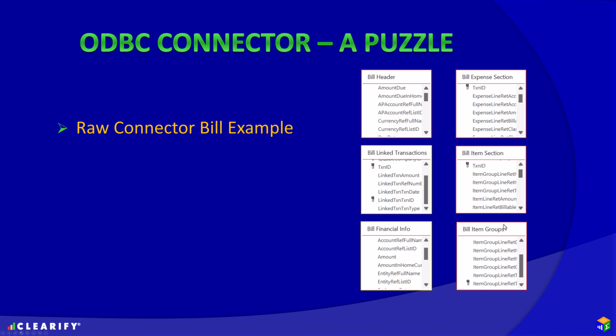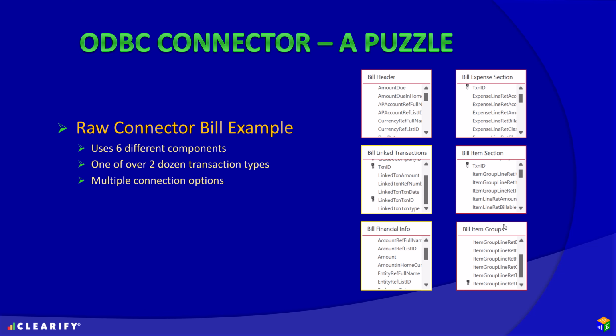Let's look at a simple bill example from the Software Development Kit. A bill has 6 different components, meaning there are multiple tables and multiple connections to other lists. And all you get is one quantity field and one amount field. Bill would only be one possible transaction of over 20 that would contribute to, say, job costing reporting. And they all look a little different when extracted by the Software Development Kit. And you still would only have several available measures for each.